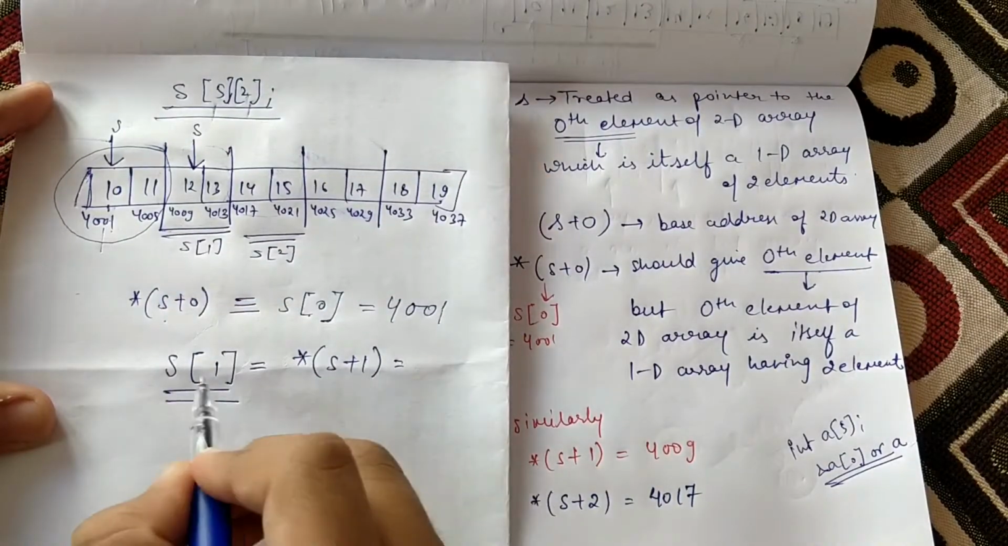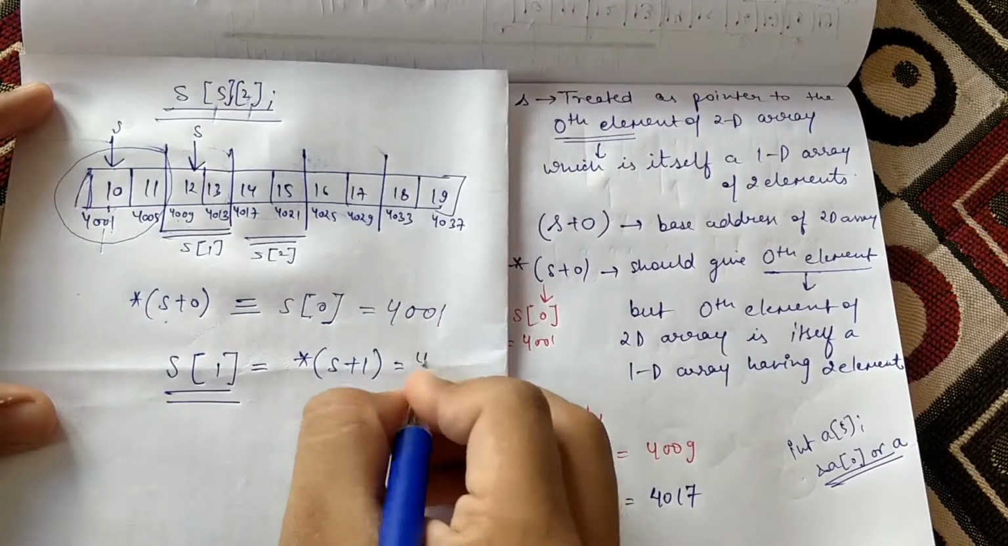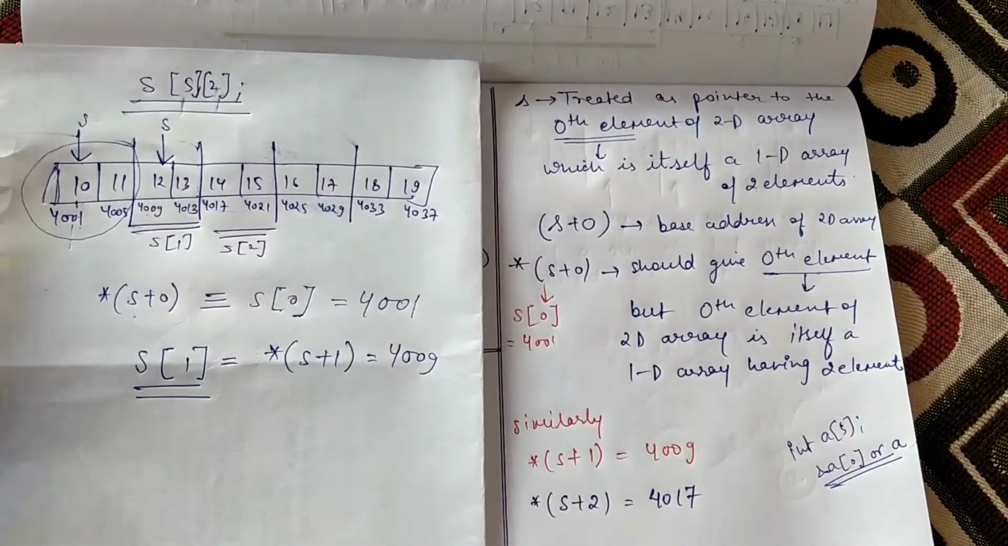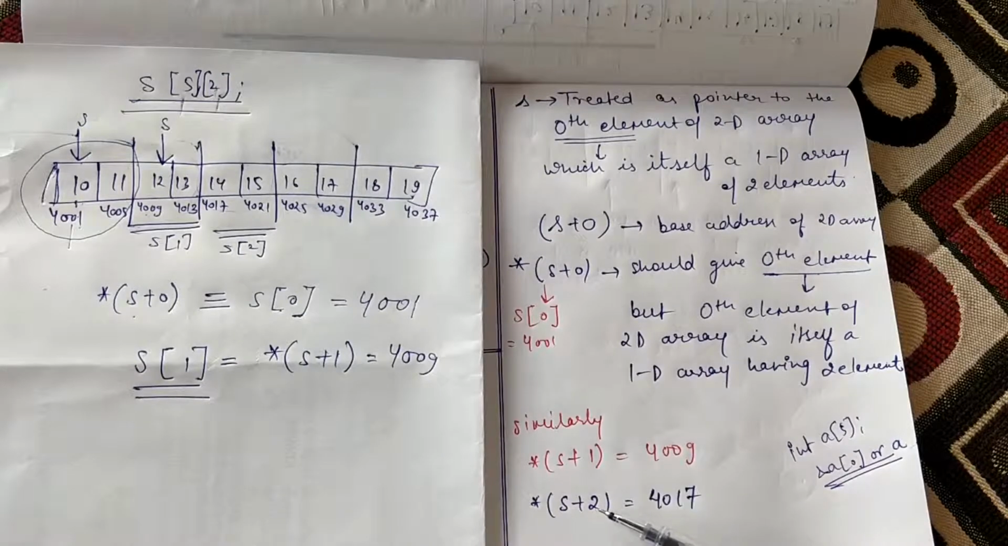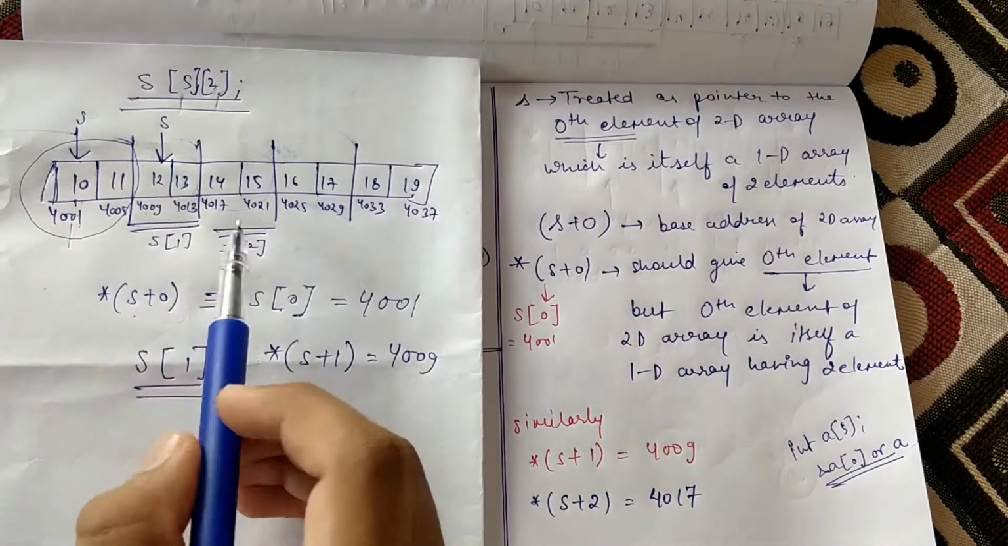So star of s plus 1 or s of 1 are the same, and this is representing the address 4009. Okay, this is what I have written here. And similarly, when I say s plus 2, this means s of 2. And what is s of 2? That is the second 1D array of 2 elements each. So this is the second one-dimensional array.